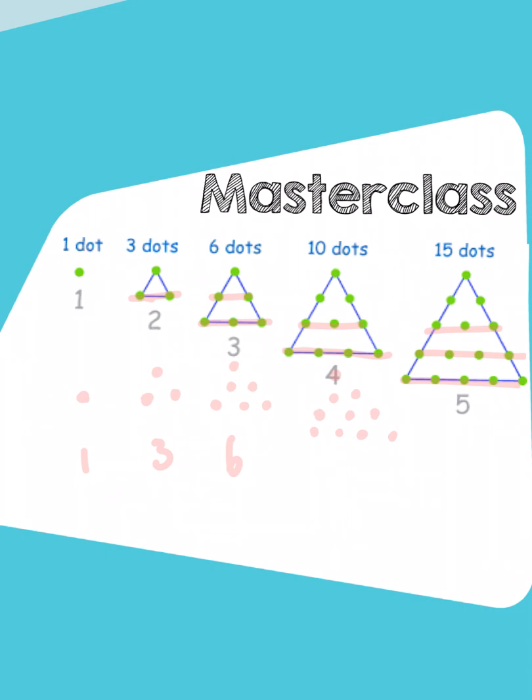So triangle numbers are 1, 3, 6, 10, 15. If I ask you to identify a triangle number, that's what they are. You can see that there is 1, 3, 6, 10, 15. So as time moves on, that's my triangle number.